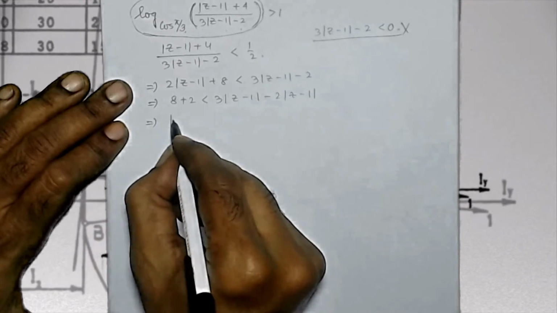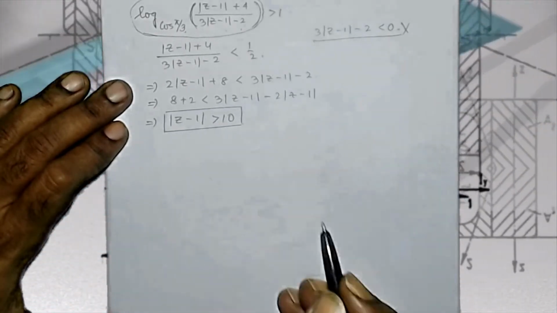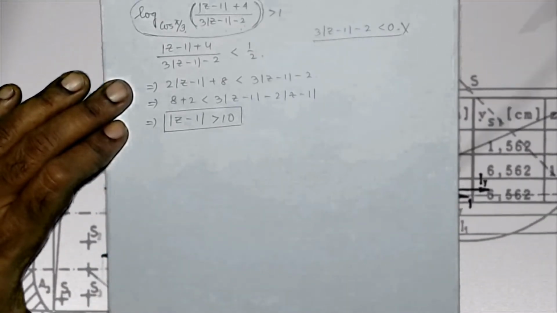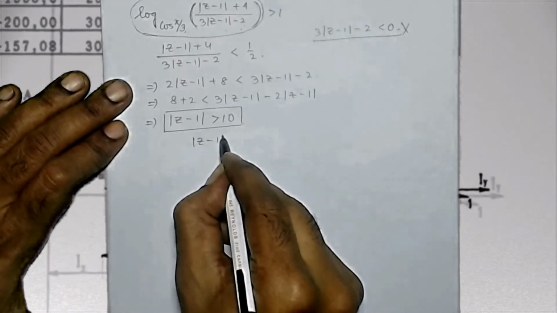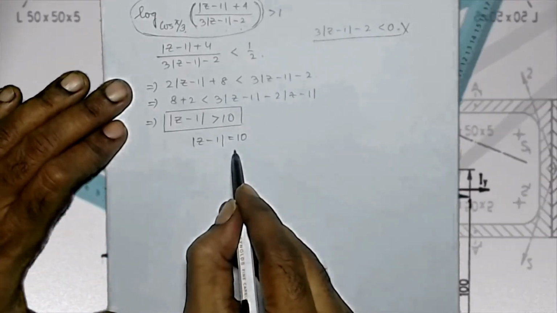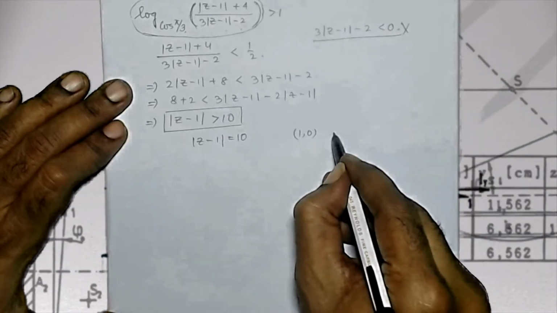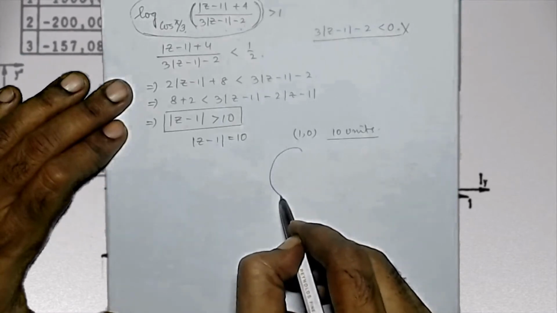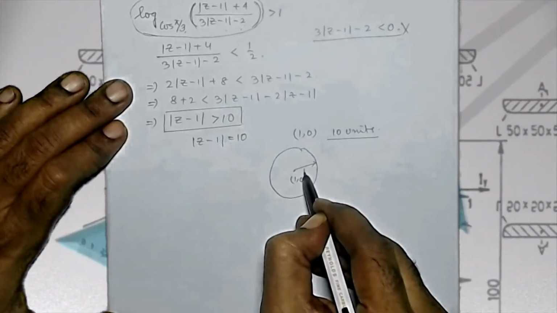that implies... Now can you predict the locus of z? Or else we can say the location of the complex number z. Very simple. What we know is mod of z minus 1 is 10. What do you mean by this? This represents a circle whose center is at 1, 0 and radius 10 units. Okay? Center is at 1, 0 and radius is 10 units.